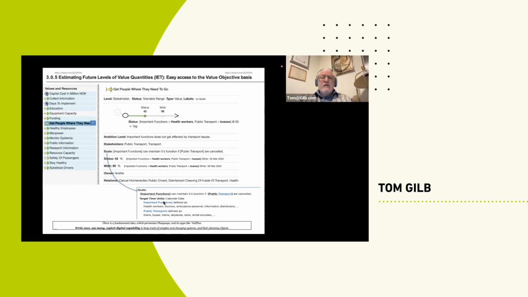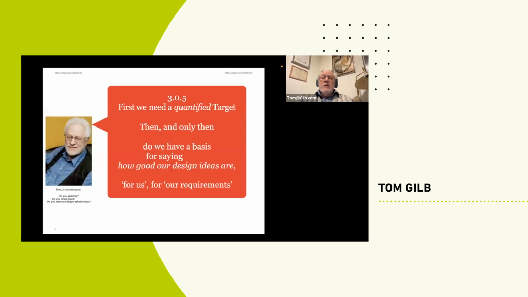So long story short, we need a quantified target. We can't just have a target that says we should do stuff better. We need to put a number on it and a date on the delivery of that number. And then, and only then, do we have a foundation, a basis, a prerequisite for saying how good our design ideas are for that quality requirement.